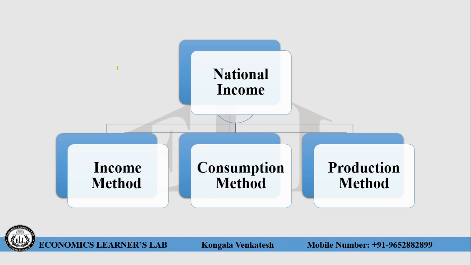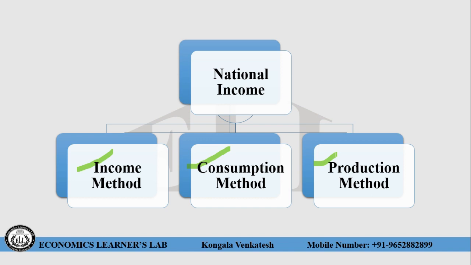For calculating the national income, we have three approaches: the income method, the consumption method, and the production method. These are the traditional approaches. The interesting point is that the income method value, the consumption method value, and the production method value will give exactly the same national income value. I am repeating once again.